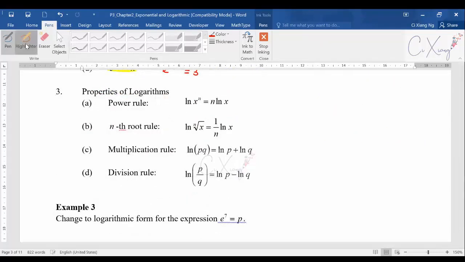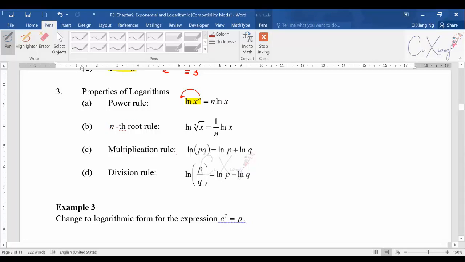For the properties of log, it's also the same thing now. The power inside the log or ln, you can put it in front, so it becomes n ln x. The same thing happens for the nth root rule, the multiplication rule and also the division rule.